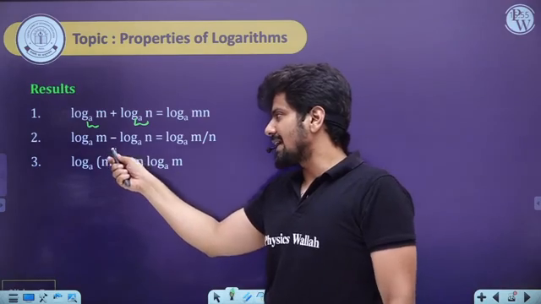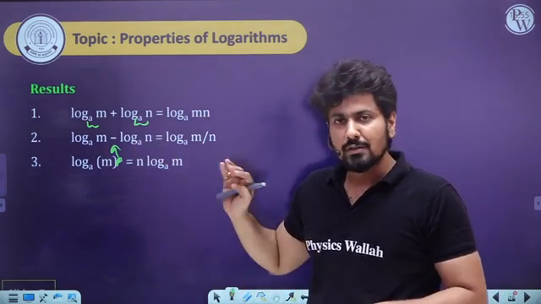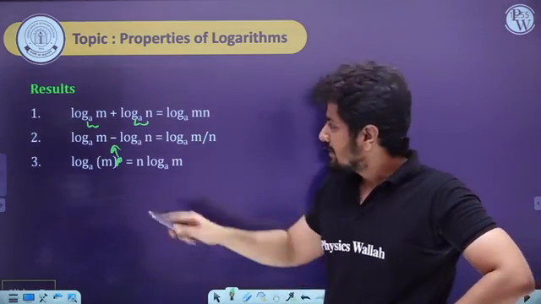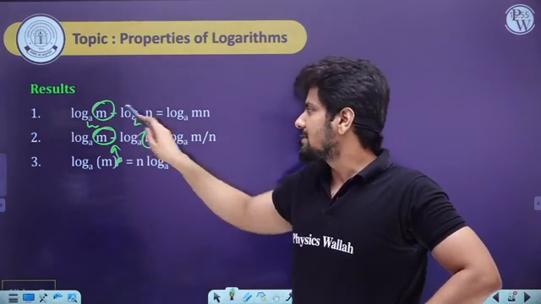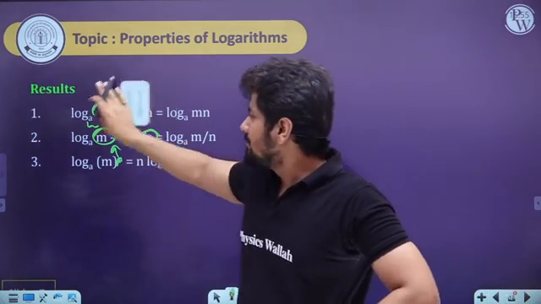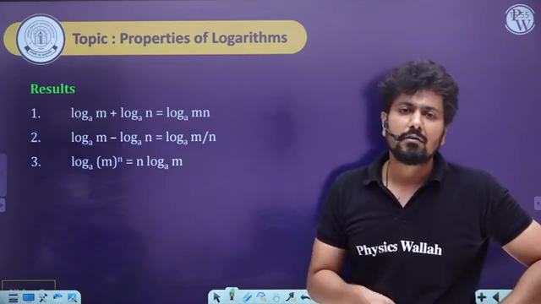If there is a subtraction sign between them, that is log of m to the base a minus log of n to the base a, that will be equal to log of m upon n to the base a. This time these two numbers are getting divided. Here these two numbers are getting multiplied. Okay. Basically it is a similar kind of rule. Log gives us what? Power.